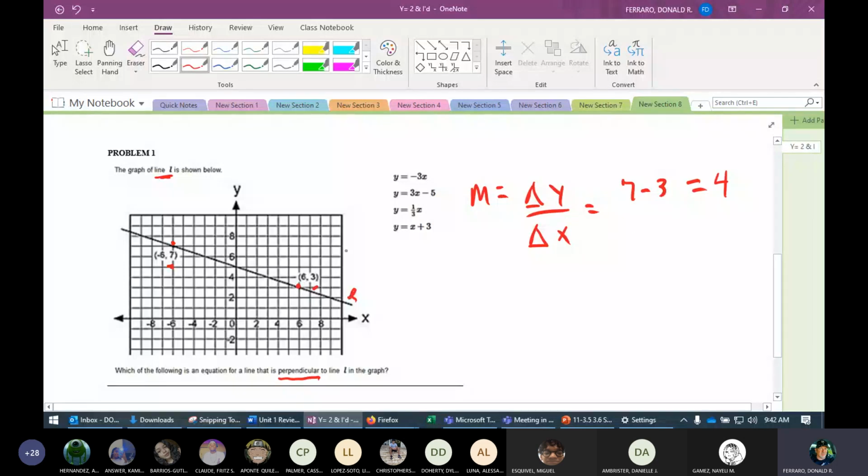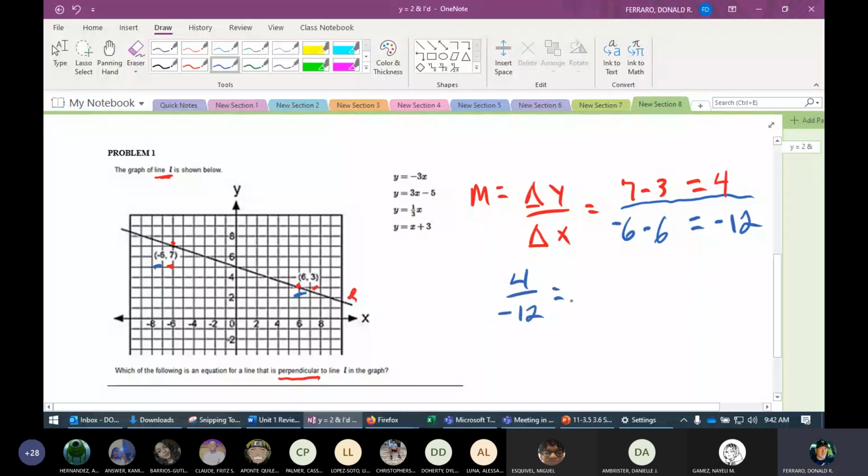Okay. Now I'll use my blue. I've got -6 and I've got 6. So again, I've got to do it in the same order. So I'll do -6 minus 6. And who can tell me what the change in x is here? -12. Great job. -6 minus 6, all right, is -12. So my slope here is 4 over -12.